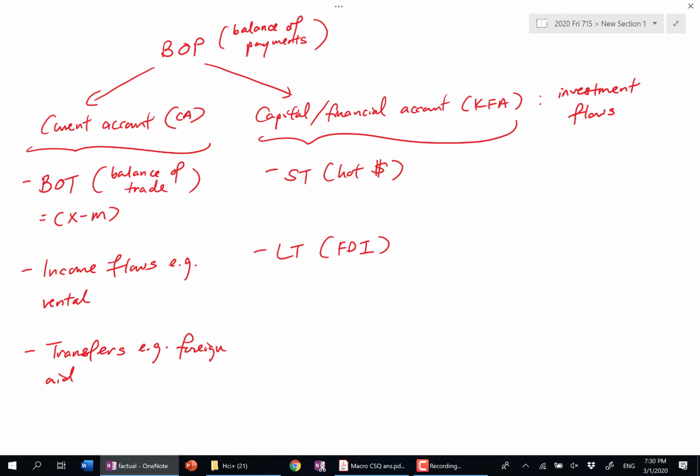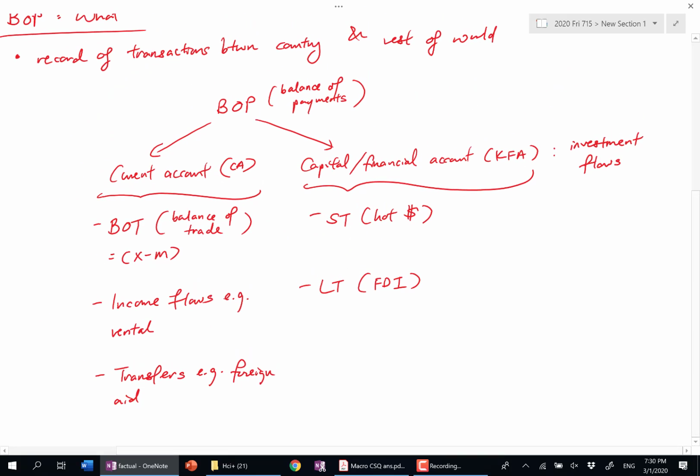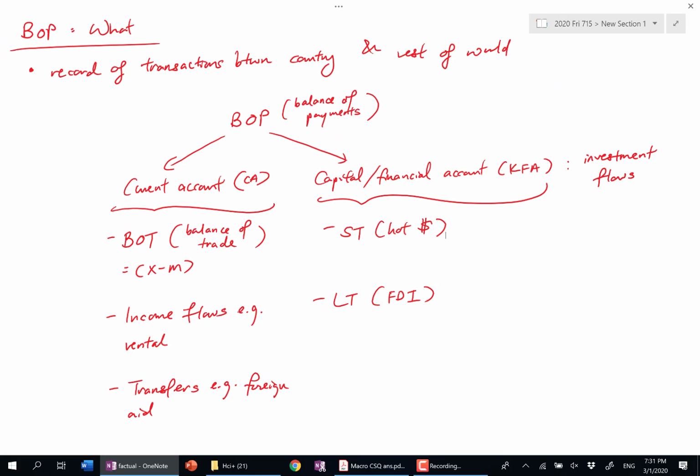Any questions? So here they have certain things like direct investments, portfolio investments. Okay, these are all the technical aspects, but let's not get lost in the technical aspects. Questions? So this is the what.